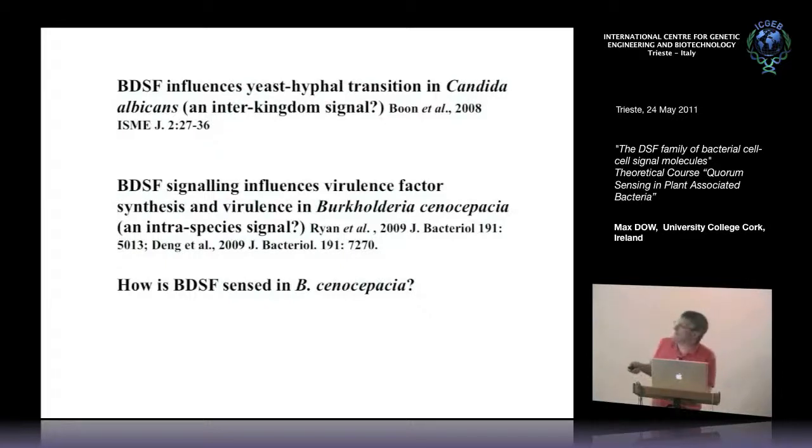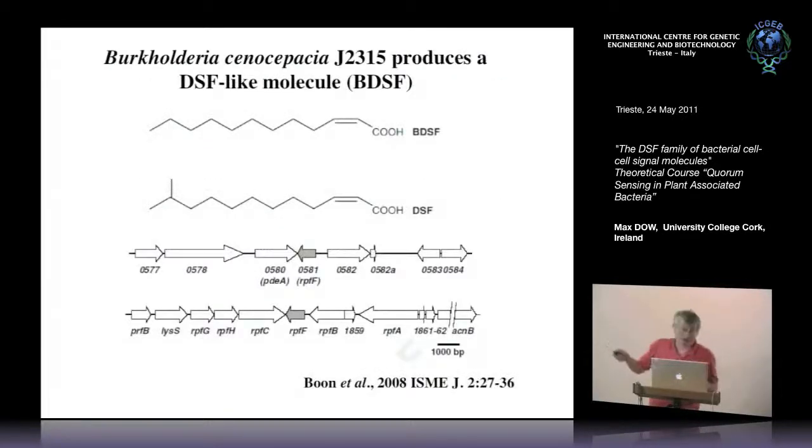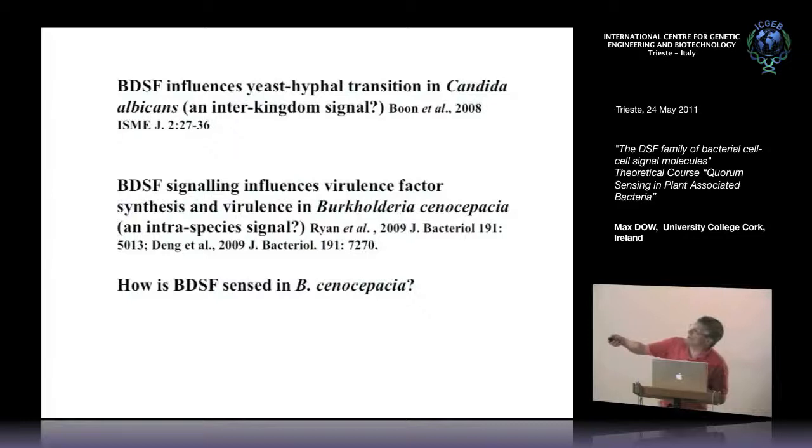So what we did was basically go back and look at this and see whether this molecule also acted as an interspecies signal in Burkholderia. In other words, making mutations in RpfF and seeing whether we got phenotypes or not. And indeed, we did. Also, there were a couple of publications from our lab and then also from the Zhang lab showing that the BDSF signaling, in other words, if you knock out this RpfF gene in Burkholderia, you reduce virulence factor synthesis.